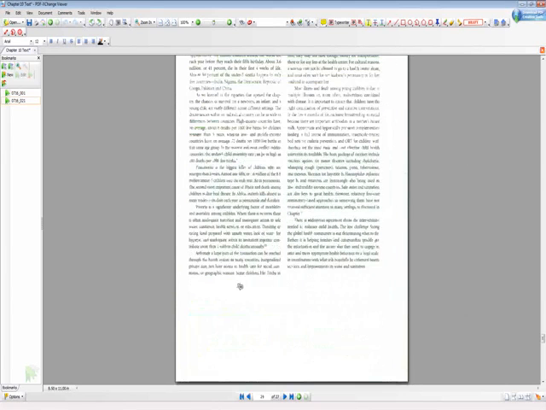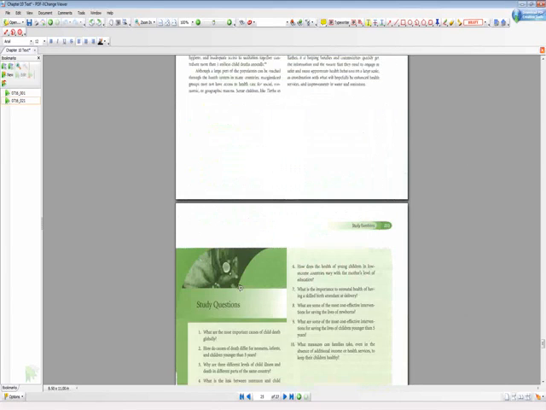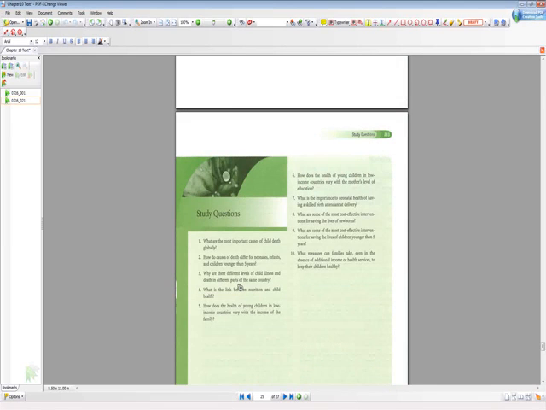So those are some of the ways that we can try to address some of these health issues that are impacting the health and well-being of children, but also of families and communities at large. So as you conclude the chapter, make sure you read through the study questions, and that should help prepare you for the exam.